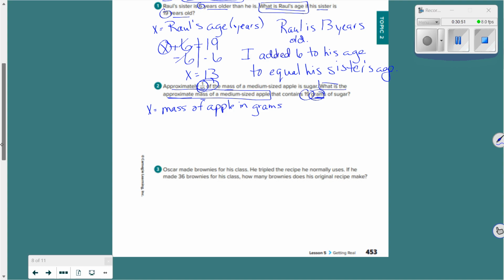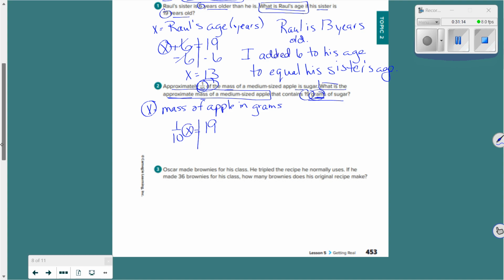Multiplication. So it's saying 1/10 of the mass of apples, that's what I've said is my x, is sugar. And then they said that sugar is 19 grams. You have just built the equation based on marking your text. Now you're just solving it. So I circle my variable, I draw my line.